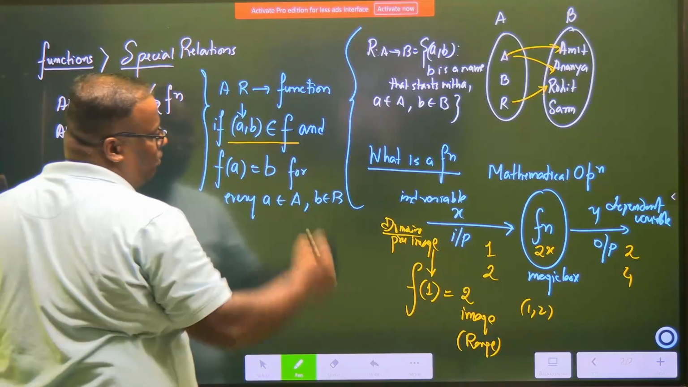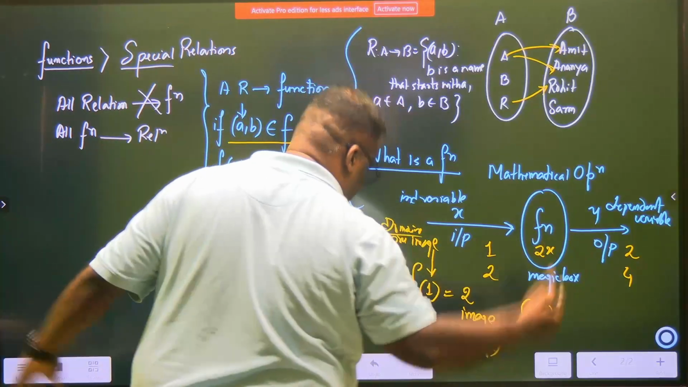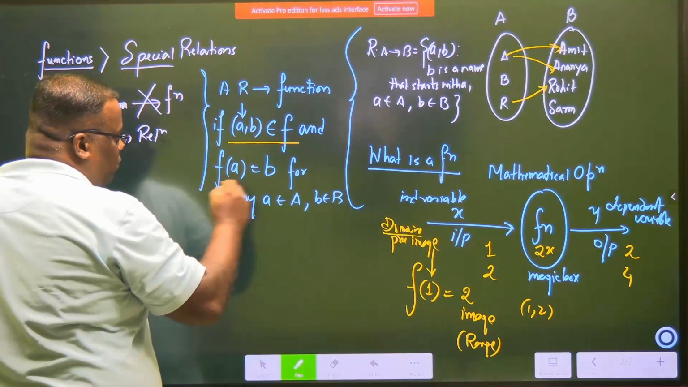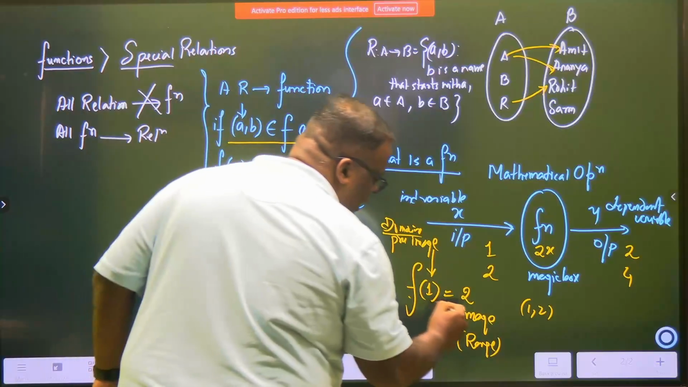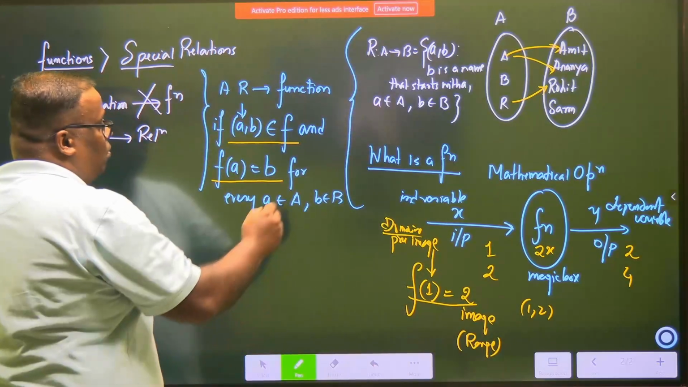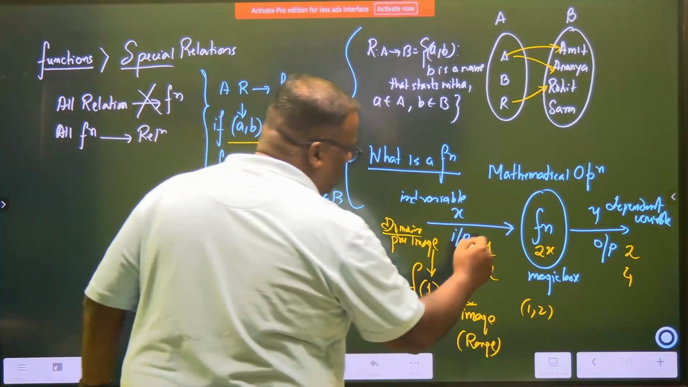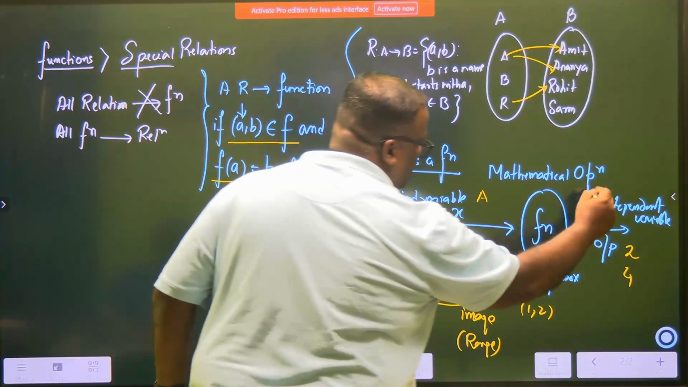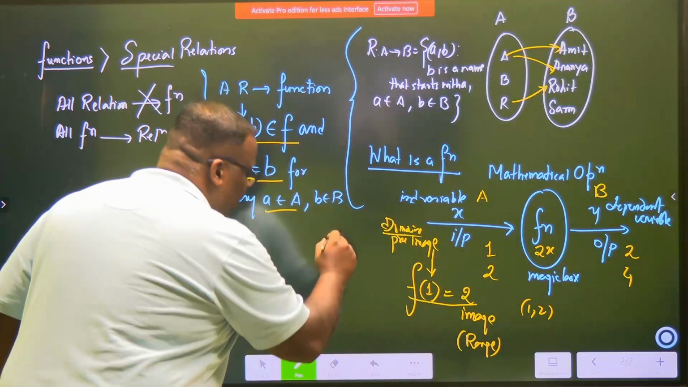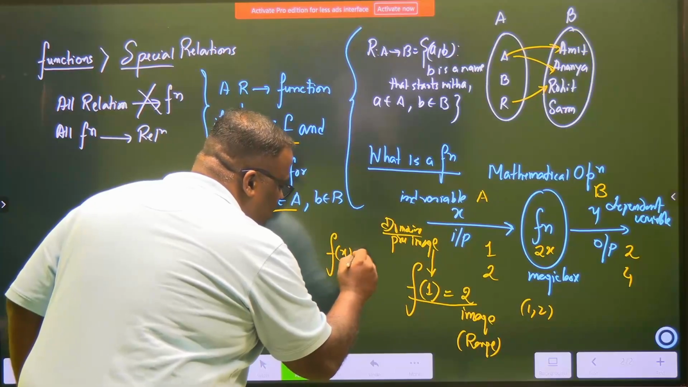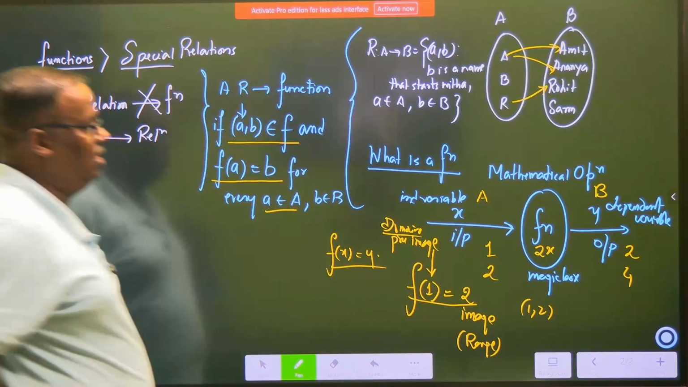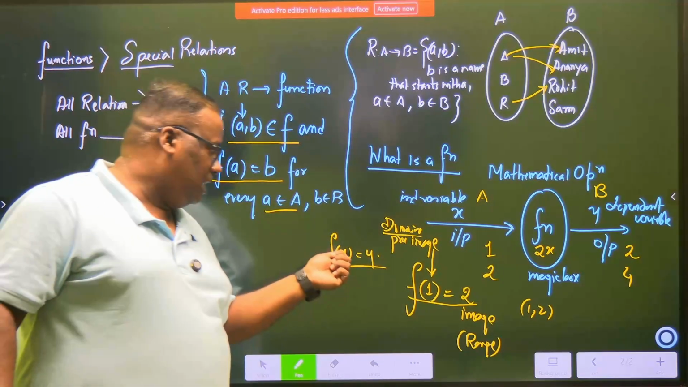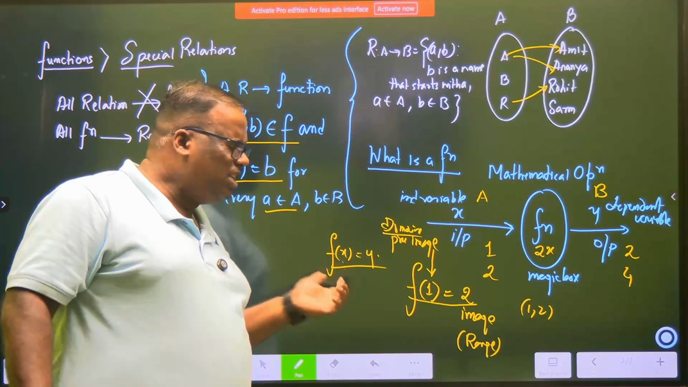(a, b) belongs to the function. Does (1, 2) belong to this function? Yes. Such that f(a) is equal to b. The function value of a is equal to b, where a belongs to set A, yes, 1 belongs to this particular set A, and b belongs to set B. And the function is f(x) = y. That's how we write a function: take the value of input, the function value of the input.